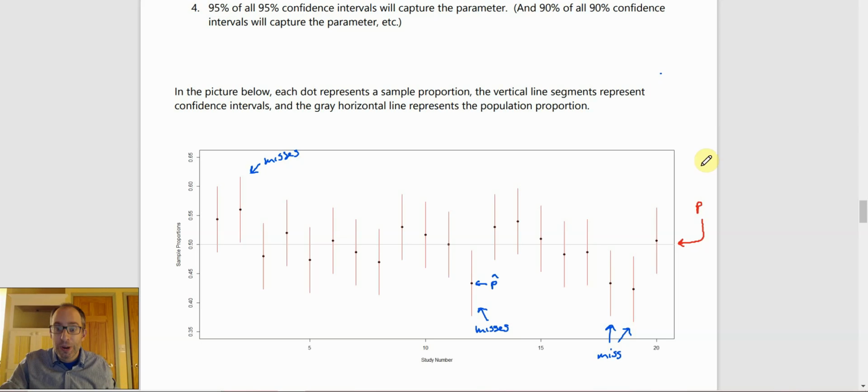All right, so the main thing is, usually what you have is going to capture the parameter, but you're never going to know that for sure, and sometimes they miss. And you can do everything right and still have them miss, right? You can get a perfect random sample, but you just get one that's a little weird, a little offbeat. You end up with a p hat that's kind of big or kind of small, and the interval misses. And you're never going to know for sure. So it just comes with the territory, right?